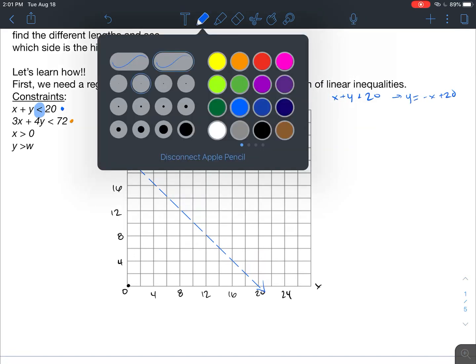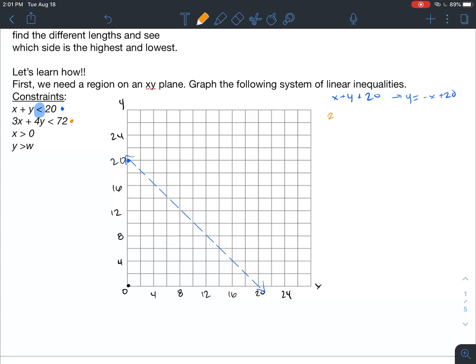Alright, now let's move on to our next equation, where we had 3x plus 4y is less than 72. Let's go ahead and solve for y. So minus 3x, minus 3x. So we have 4y is less than negative 3x plus 72, and divide by 4. So then we have that y is less than negative 3 over 4x plus 72 divided by 4, that should be, I think it's 18.